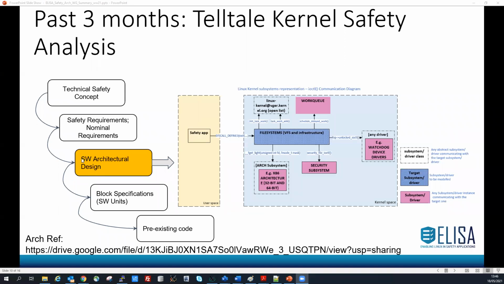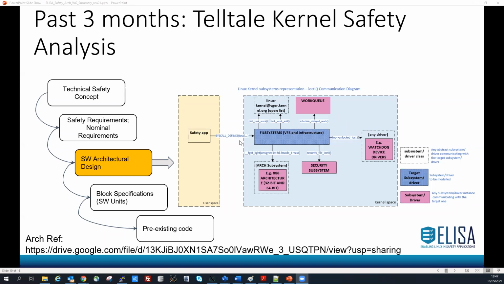So you can see the software architectural design. We have basically partitioned the Linux kernel, and in order to do an initial partitioning, we use the maintainer file. This will also be presented tomorrow. We derived this communication diagram between the target subsystem, that in our case is the file system, and all the other subsystem drivers that it communicates with.